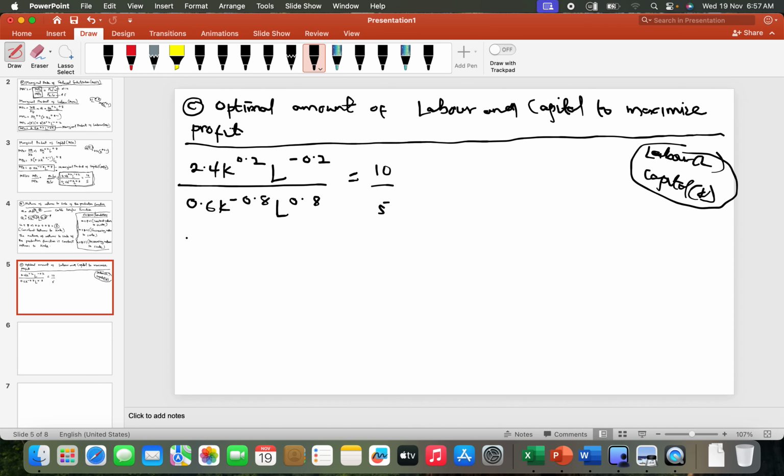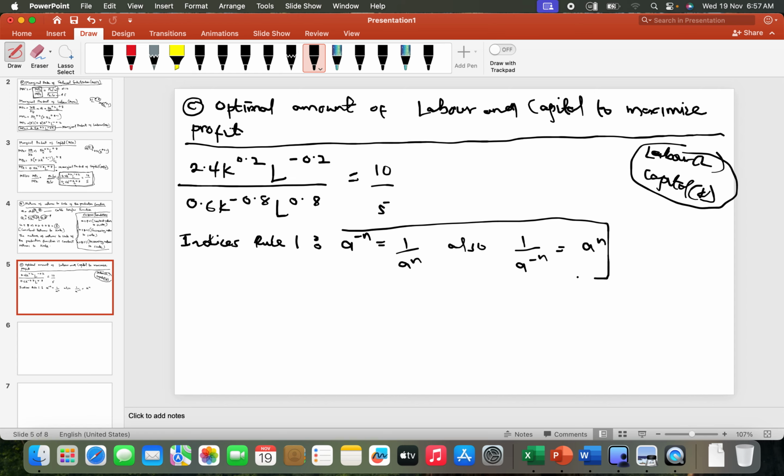So let's solve it. Now, before you start finding the optimal amount of labor and capital usage, we first have to use the indices rule. I want to simplify it. The indices rule 1 states that if I have a exponent negative n, it becomes 1 over a^n. Also, if I have 1 over a exponent n, it becomes a^n. So these are the indices rules involved for the first thing we are going to do.